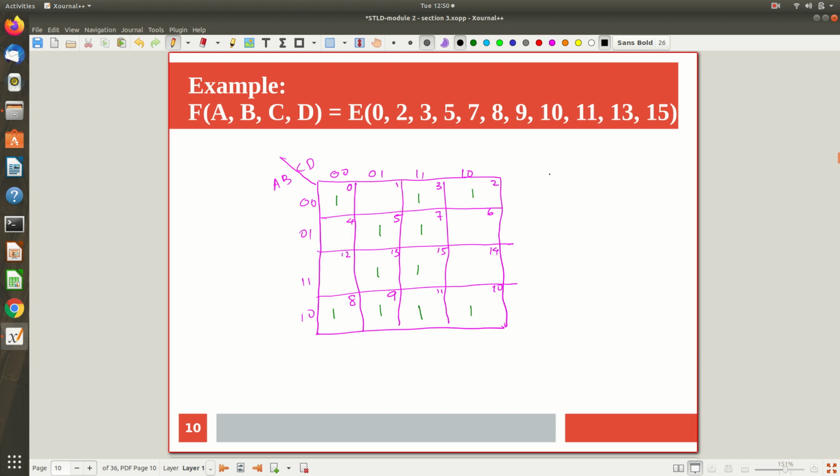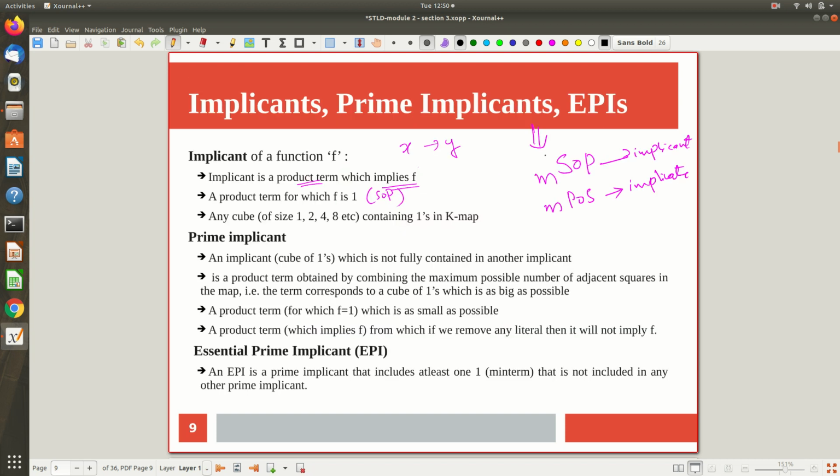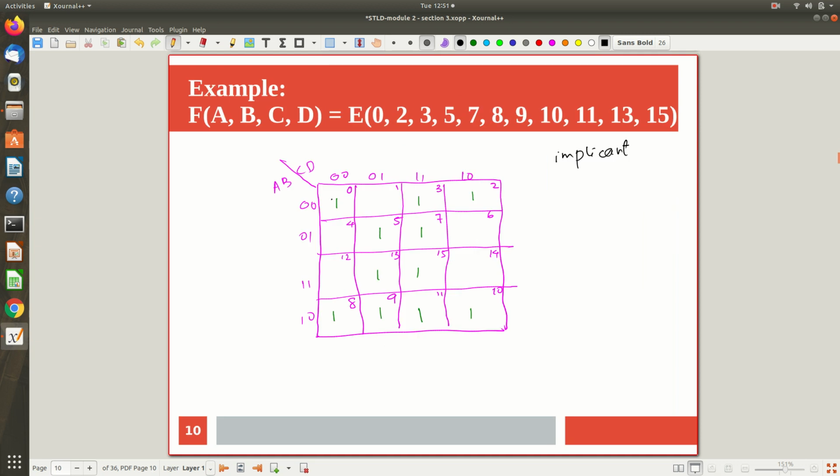So I just want to tell you what an implicant is. What is an implicant? An implicant is any product term that implies this function. So this is a function, this is a canonical representation of the function. The same function you can group and write in a very simple form. From the K-map point of view, any cube of ones I can call an implicant. It can be a 1 cube, 1 element, 2 element, 4 element, 11, all are valid, right? So if I am grouping them like this, this is an implicant.